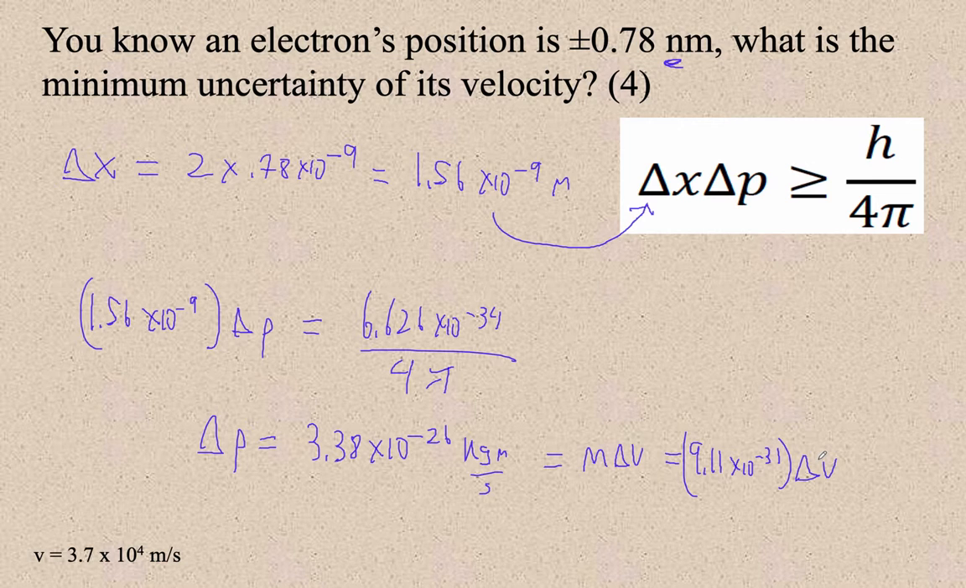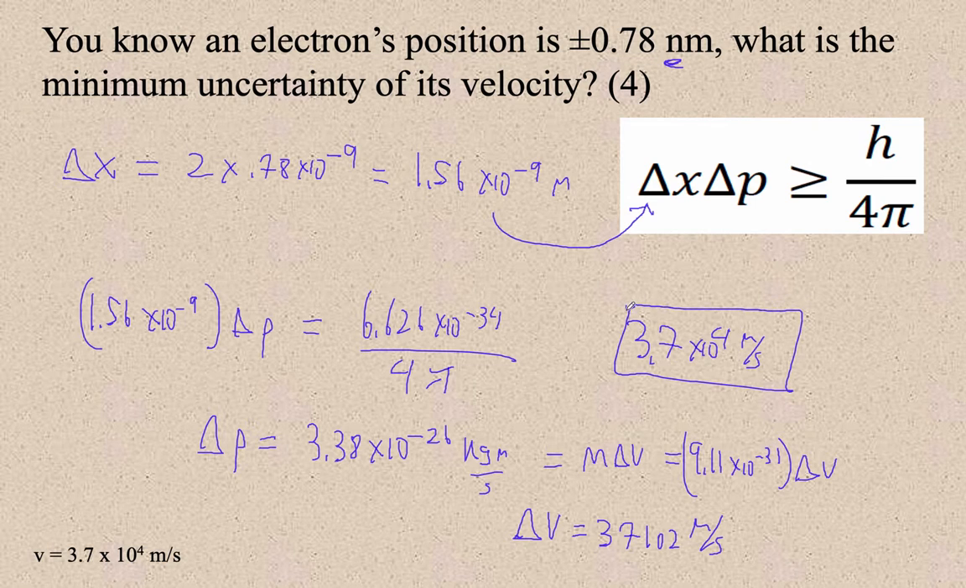And I get that the range of uncertainty is equal to 37102 meters per second. I think we only have 2 sig figs, so 3.7 times 10 to the 4th meters per second is the overall range of uncertainty.